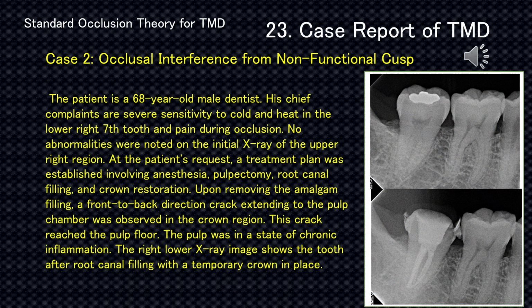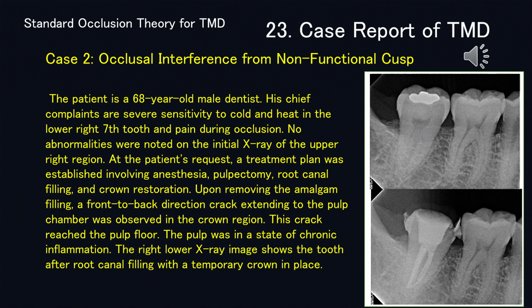Case 2. Occlusal interference from non-functional cusp. The patient is a 68-year-old male dentist. His chief complaints are severe sensitivity to cold and heat in the lower right 7th tooth and pain during occlusion. No abnormalities were noted on the initial X-ray of the upper right region.